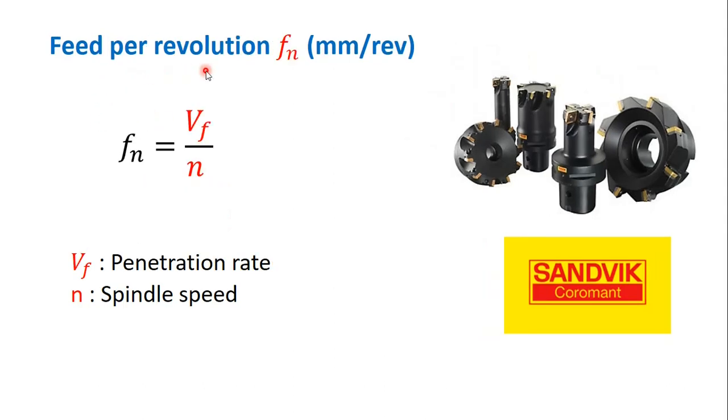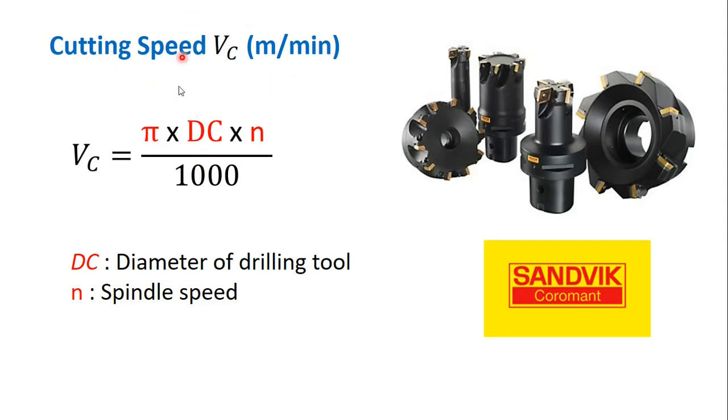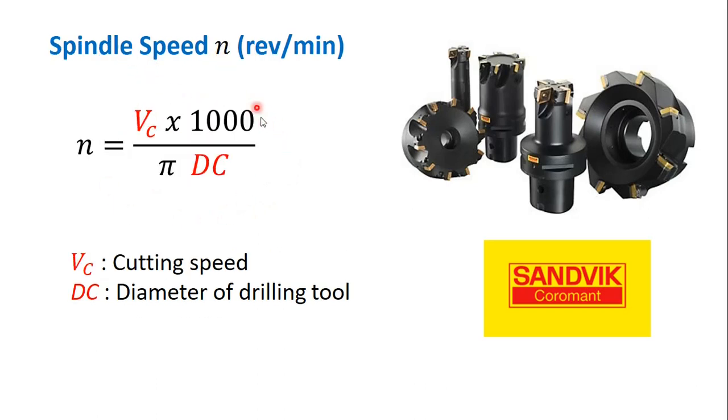Similarly, feed per revolution is given by rearranging the earlier formula, that is the penetration rate divided by spindle speed. Next, when we need the cutting speed, it is given by pi into Dc into n by 1000, where Dc is nothing but the diameter of the drilling tool. From this we can find the cutting speed required. Similarly, the spindle speed can be calculated using this formula, where Vc is the cutting speed and Dc is the diameter of the drilling tool.